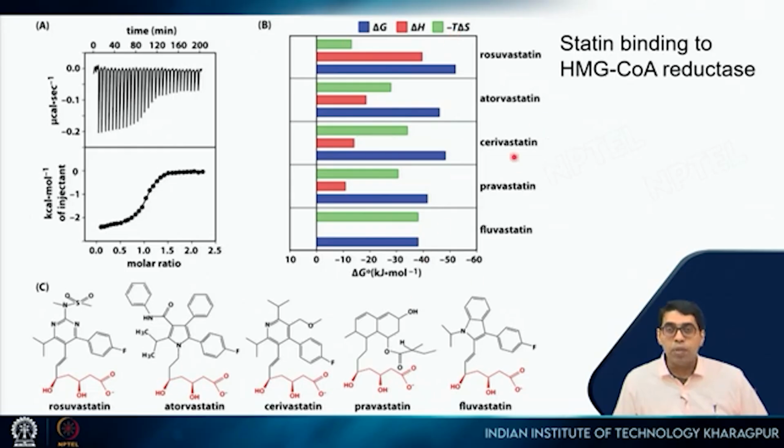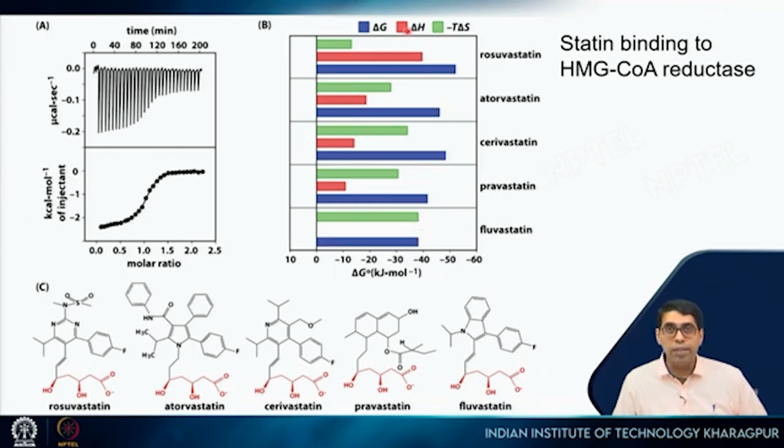So these are different statins which bind to HMG-CoA reductase. Okay, so that's an enzyme. These statins binding to this enzyme has been characterized or studied by ITC, and the delta G shown in blue, delta H shown in red, and delta S or T delta S shown in green, they are all shown here, right? So you can see that if you just look at the blue, the blue is more or less similar, right? So this is tightest binding, this is weakest binding, but they are in a similar range.